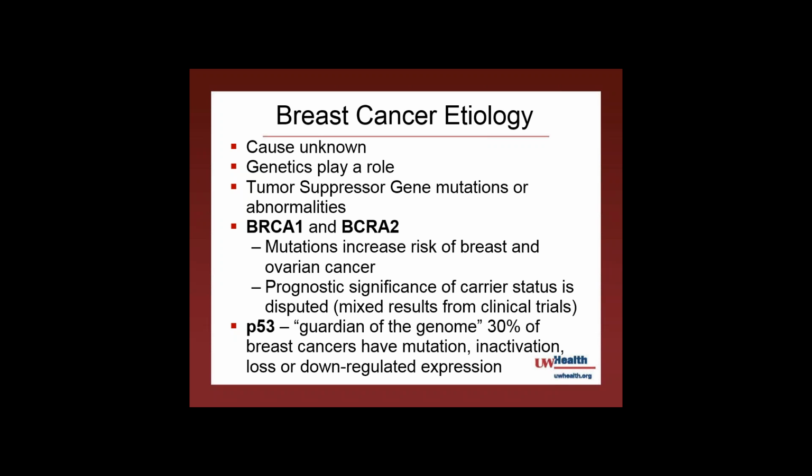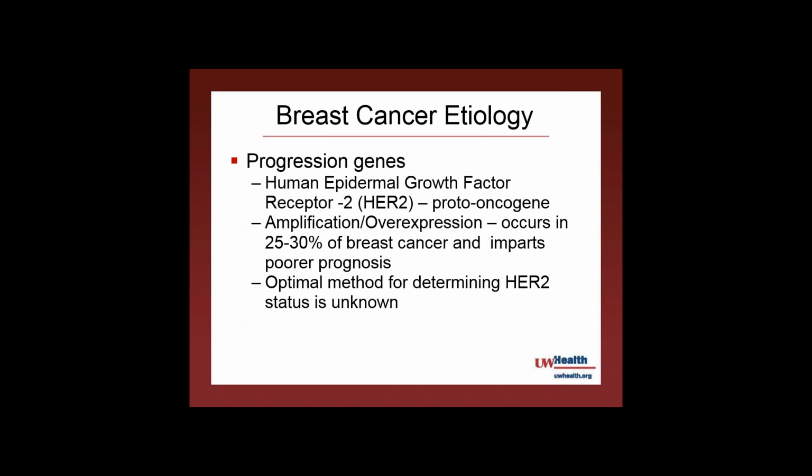So we know it's correlated. They give you some numbers and percentages, but the different trials that looked at large groups of patients, the results are conflicting. P53, I think, has the nice name of the guardian of the genome. That's a tumor suppressor gene. But about a third of breast cancer patients have mutation, inactivation, loss, or downregulated expression of this guardian of the genome. Then we have more genetics.